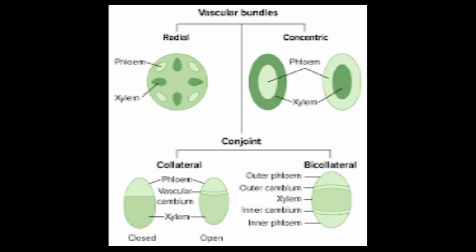Arrangement types. Collateral: xylem and phloem lie side by side. Bicollateral: phloem is located on both sides of xylem. Concentric: one tissue surrounds the other. Radial: xylem and phloem alternate in a star-like pattern.